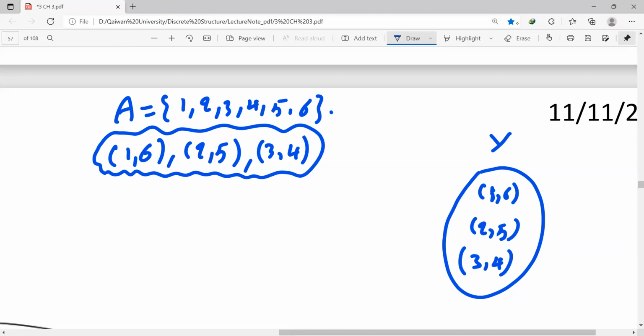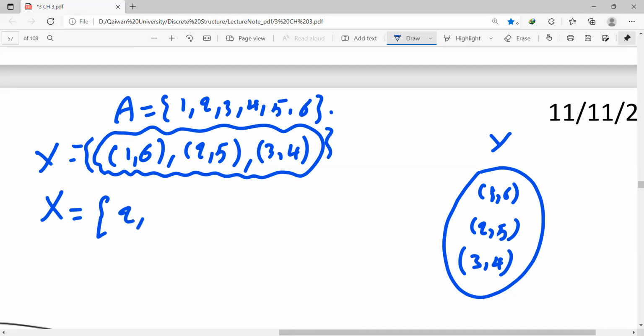And if we pick any 4 elements from A, we denote it by X. Someone tell me any 4 elements from A. Y is this, and X, someone give me 4 elements from A. Any 4 elements from 1 to 6.